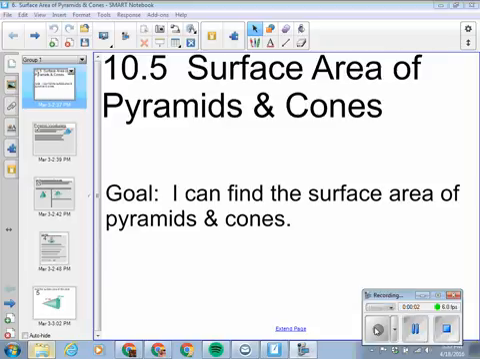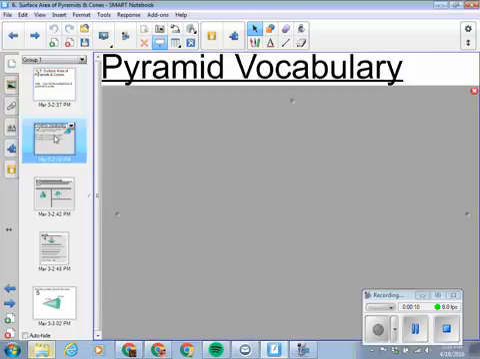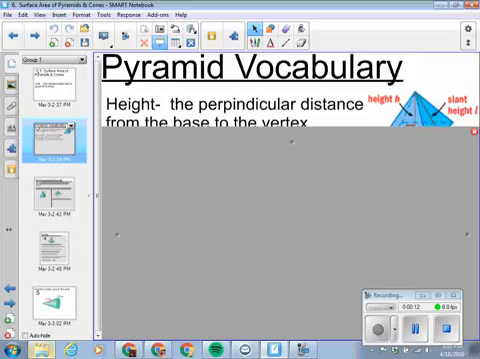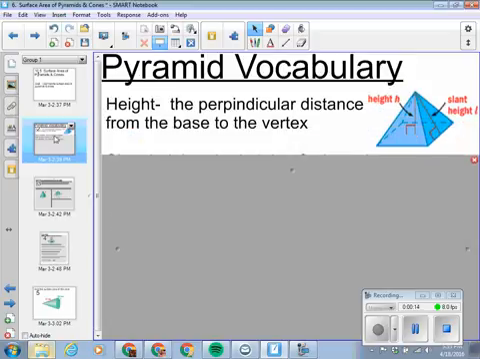Today's lesson covers surface area of pyramids and cones, and the goal is to be able to find the surface area of pyramids and cones. We'll start with some pyramids and vocabulary. The height of a pyramid is the perpendicular distance from the base to the vertex.